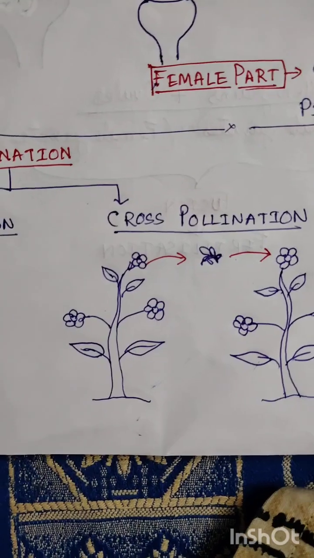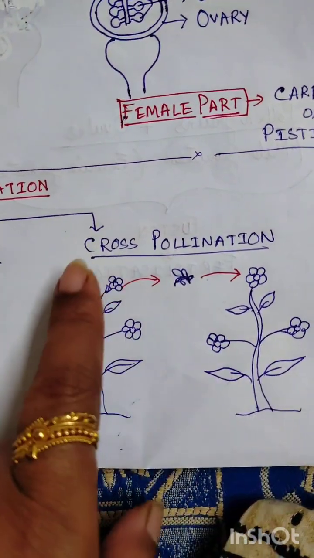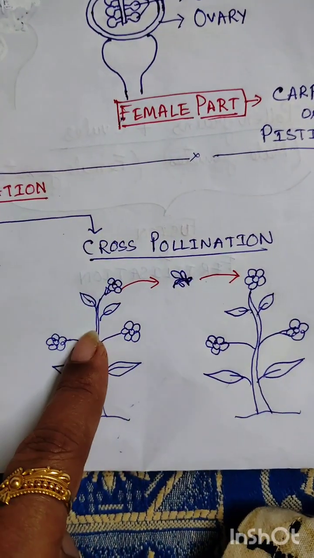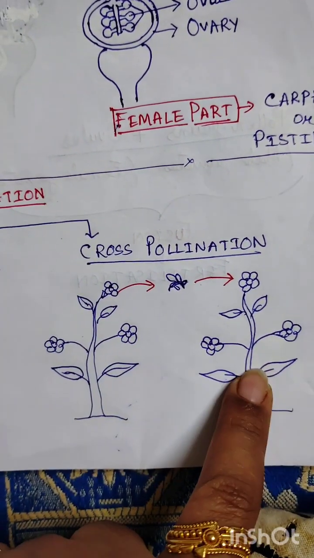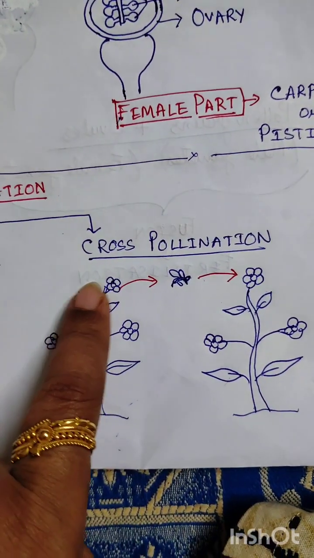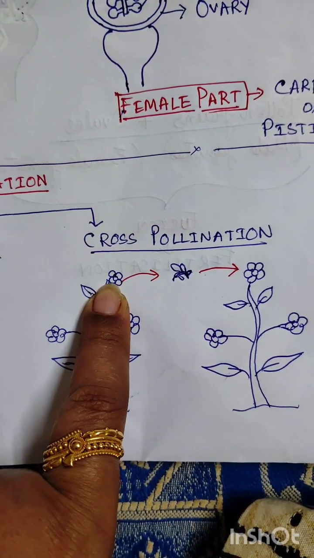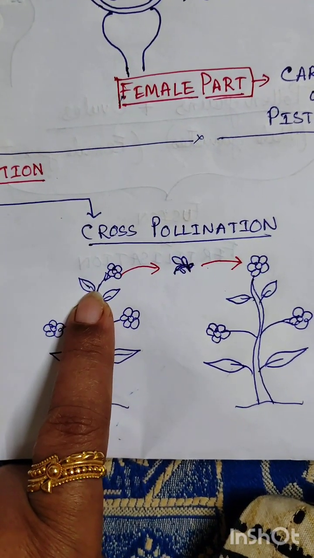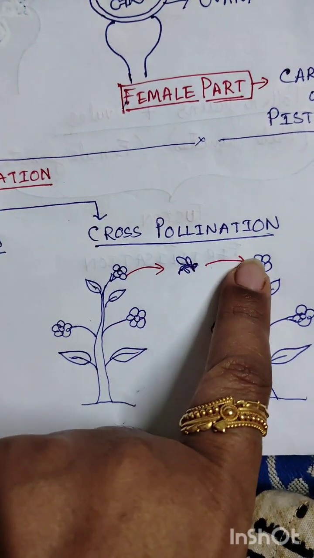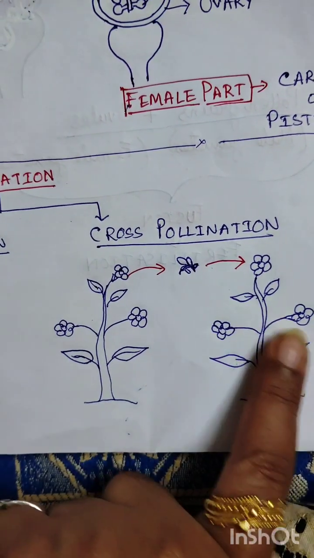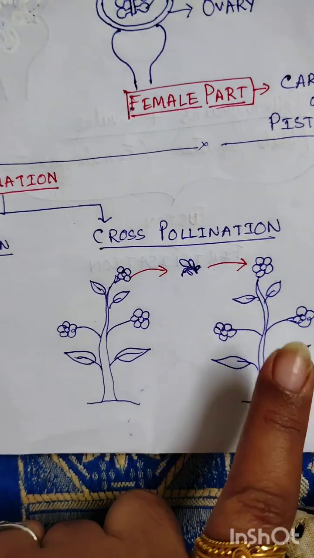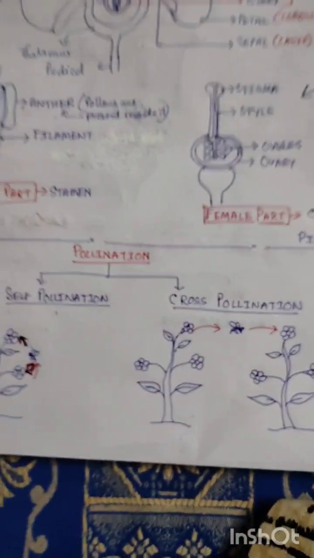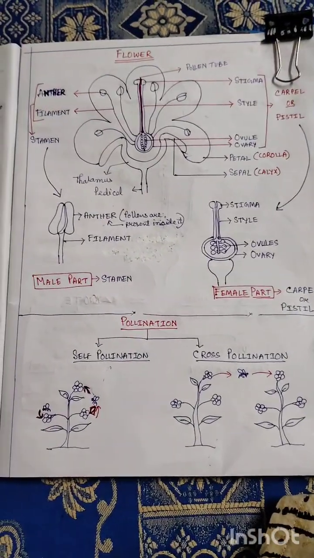Okay, see the diagram. There are two plants and two different flowers but of the same species. That means if it is a China rose, it should be a China rose. Now, if bees are collecting those pollens from one flower of a different China rose plant and fly to the same China rose flower of another separate plant, then that type of pollination is called cross pollination. I think this much you all get understood.